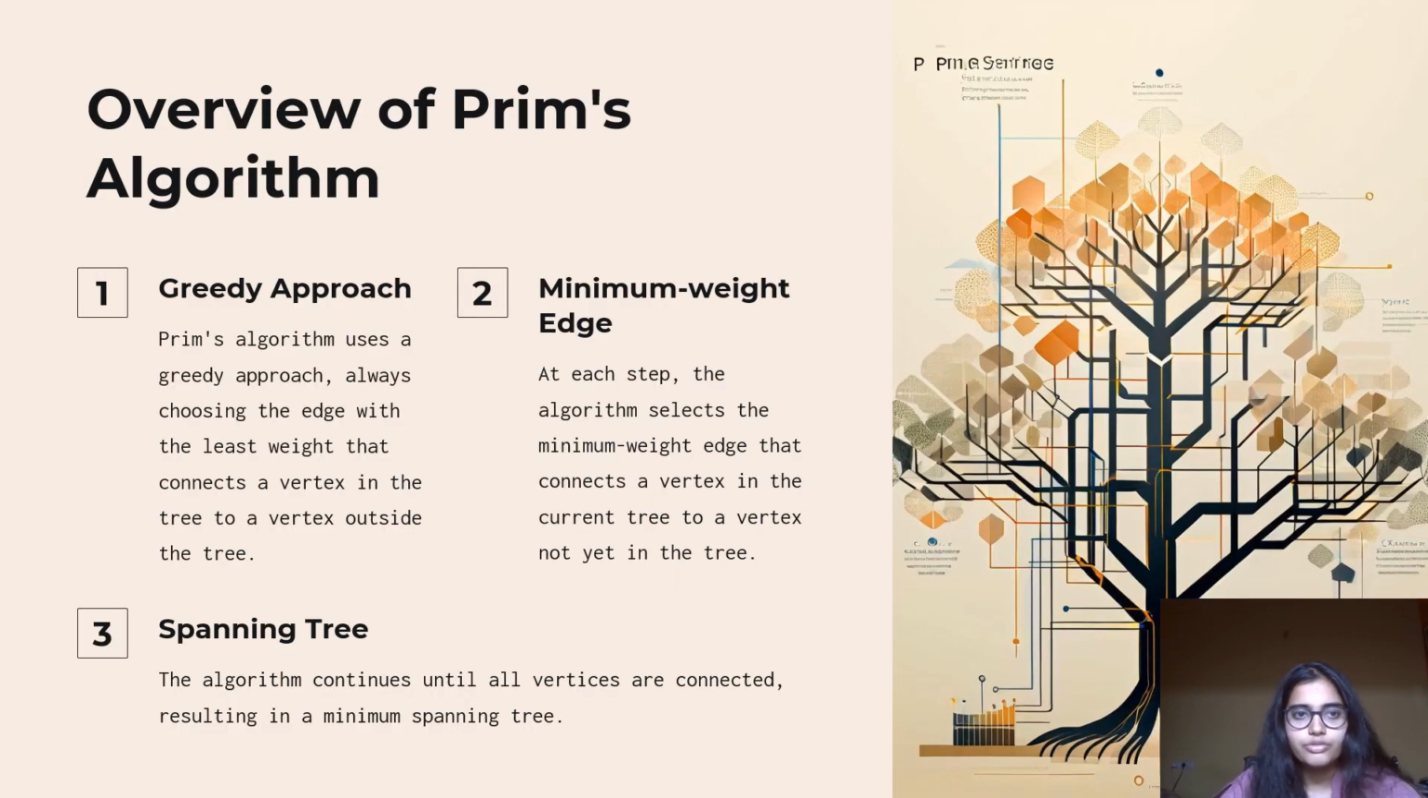Next is overview of Prim's algorithm. First is greedy approach. Prim's algorithm uses a greedy approach, always choosing the edge with the least weight that connects a vertex in the tree to a vertex outside the tree. And second is minimum weight edge. At each step, the algorithm selects the minimum weight edge that connects a vertex in the current tree to the vertex not yet in the tree. And third is spanning tree. The algorithm continues until all the vertices are connected, resulting in a minimum spanning tree.